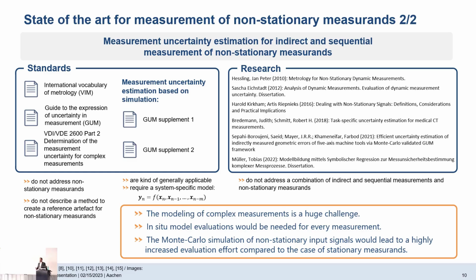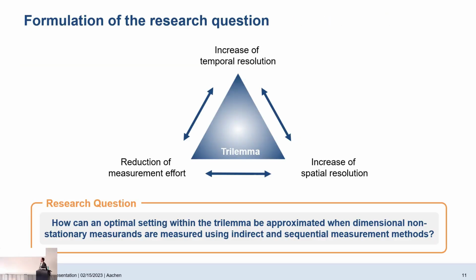I can also not provide a general model which fits for all these different types of measurement systems. I want to look at that problem from the other side. So I search for a model which helps to reduce the effect of non-stationary measurements. And that brings me back to my trilemma. So the research question I want to address is, how can an optimal setting within the trilemma be approximated when dimensional non-stationary measurements are measured using indirect and sequential measurement methods?